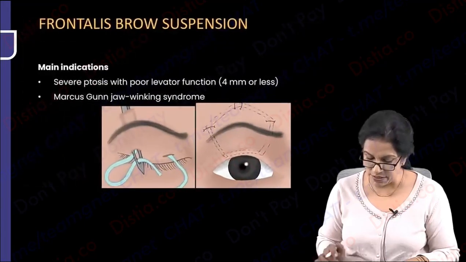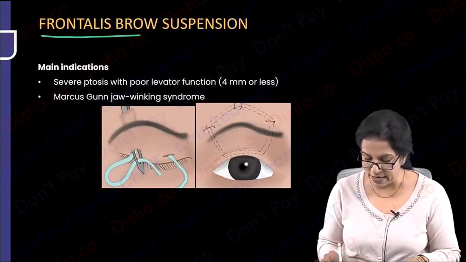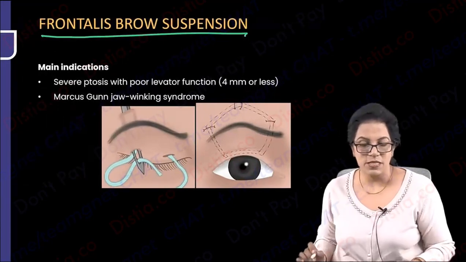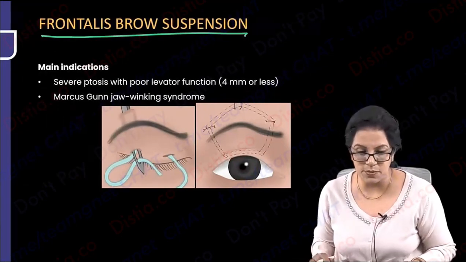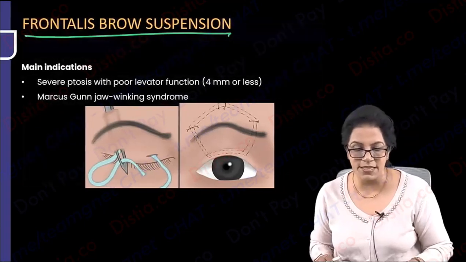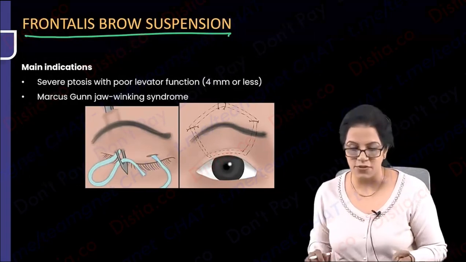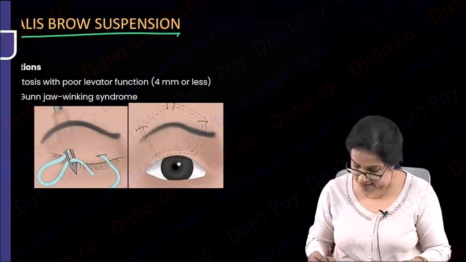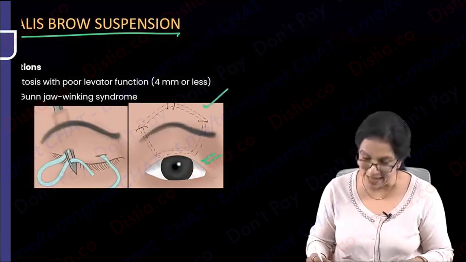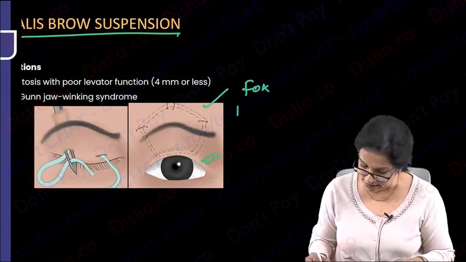And this is the sling operation. We also call it frontalis brow suspension. This sling operation of frontalis brow suspension is generally done for severe ptosis. And of course, Marcus Gunn jaw winking we have talked about. This is how we are connecting the upper lid with the frontalis muscle. We call it the Fox pentagon.